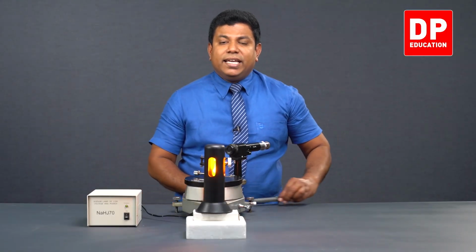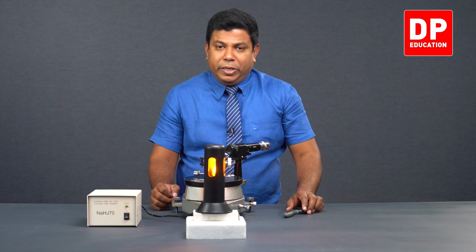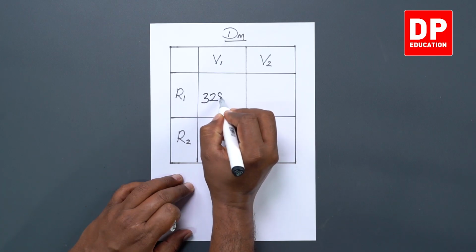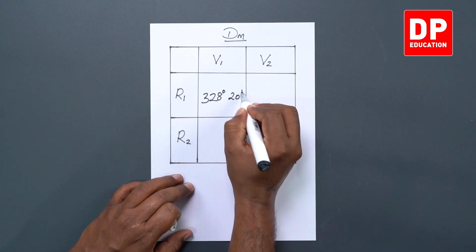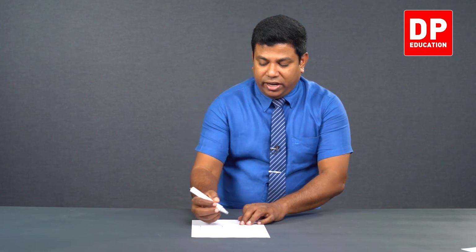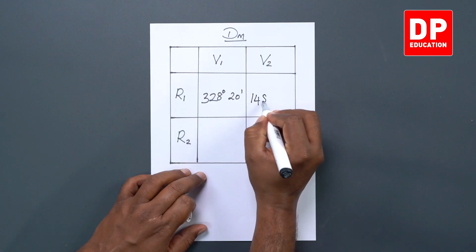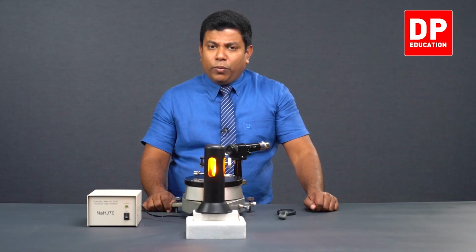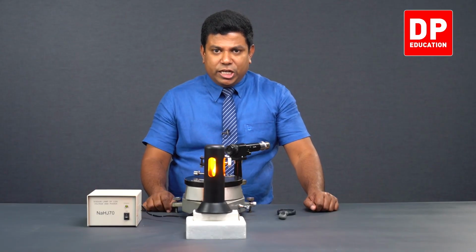Let's write down these readings on our paper. The reading we have got in vernier 1 is 328 degrees and 20 minutes. And in the second vernier, the reading we have got is 148 degrees and 30 minutes. Right. So now we have got the reading for minimum deviation.